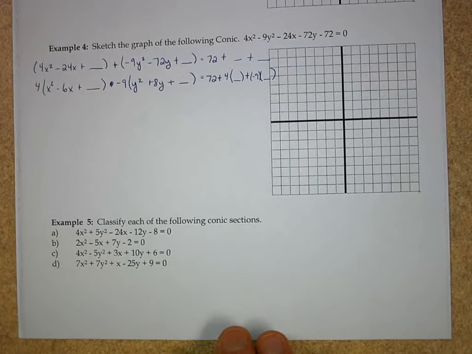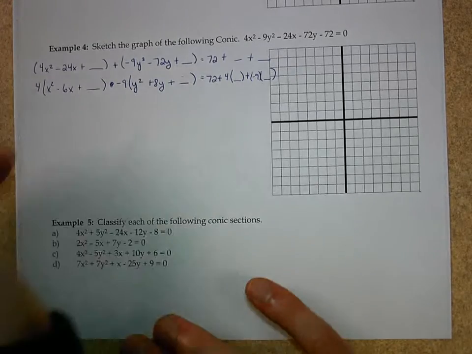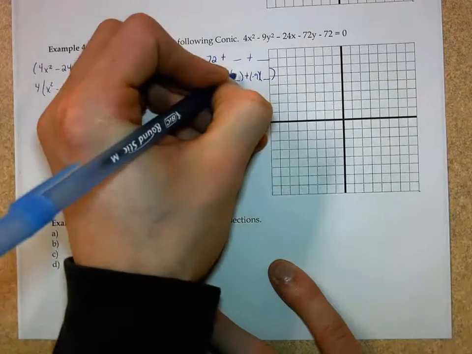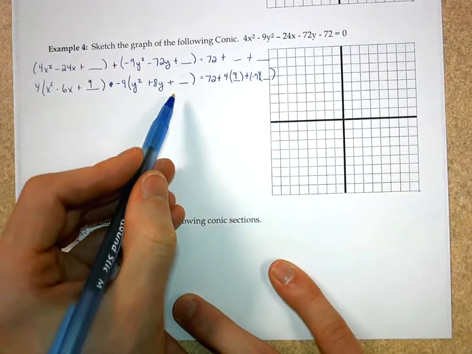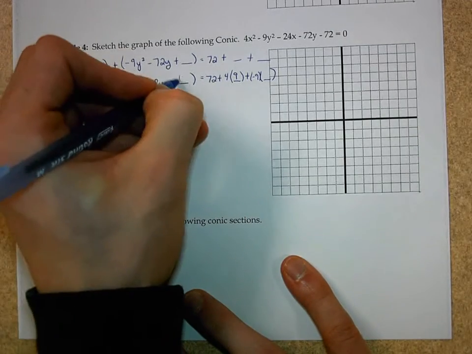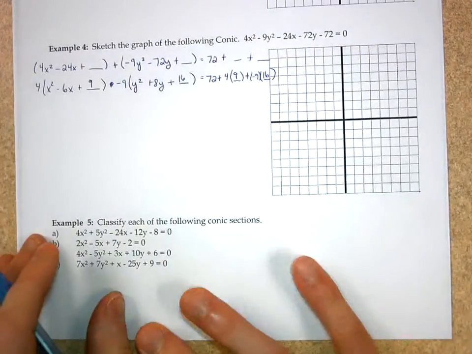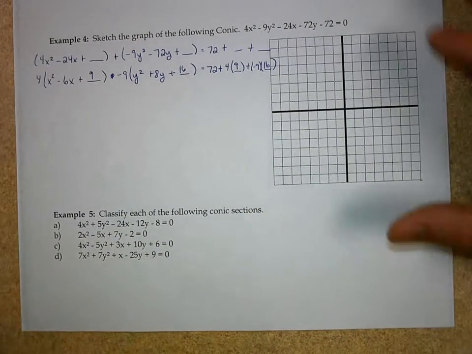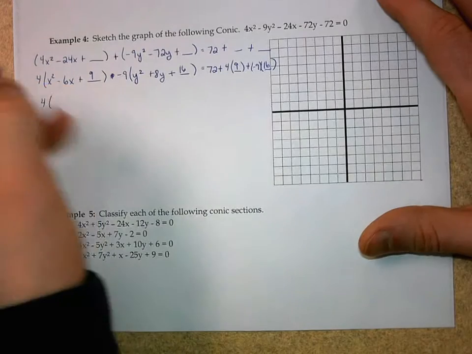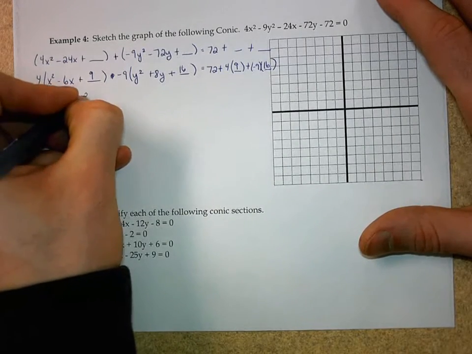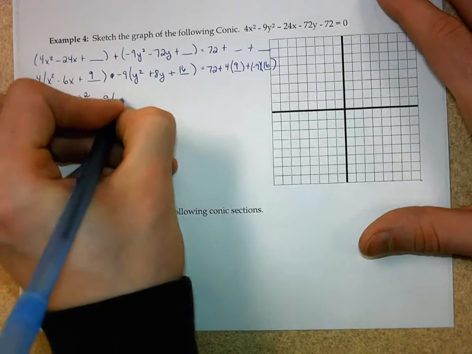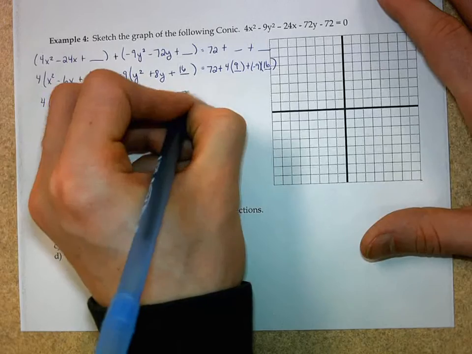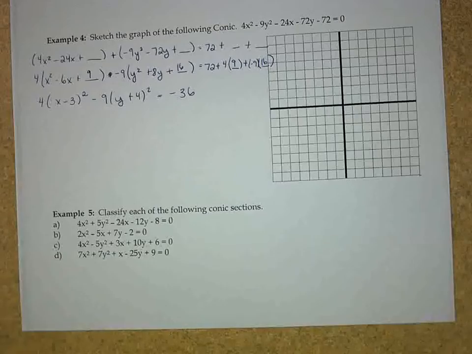So now I can go and complete the square. Half of negative 6 is negative 3. Negative 3 squared is 9. So put a 9 on both sides. And then half of 8 is 4. 4 squared is 16. So we'll put a 16 on each side. So here, 4 and then x minus 3, quantity squared, minus 9, y plus 4, quantity squared, is equal to negative 36.